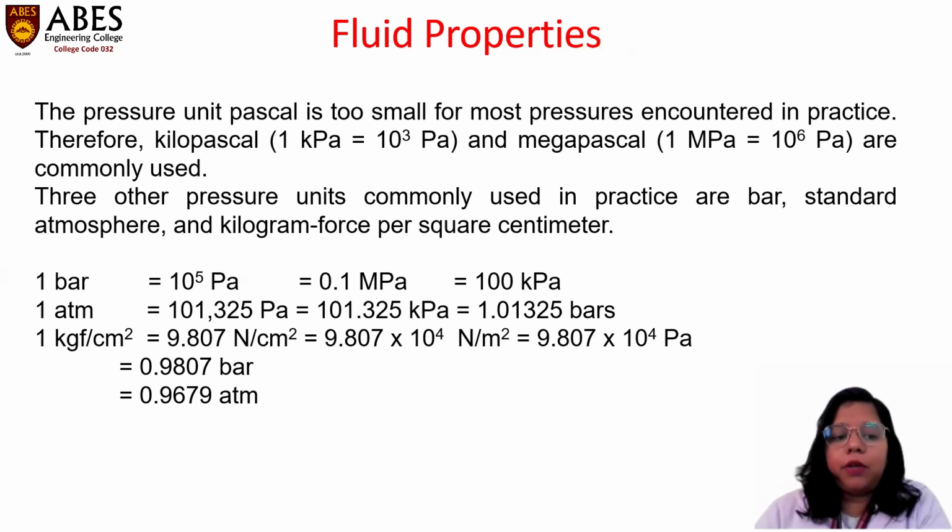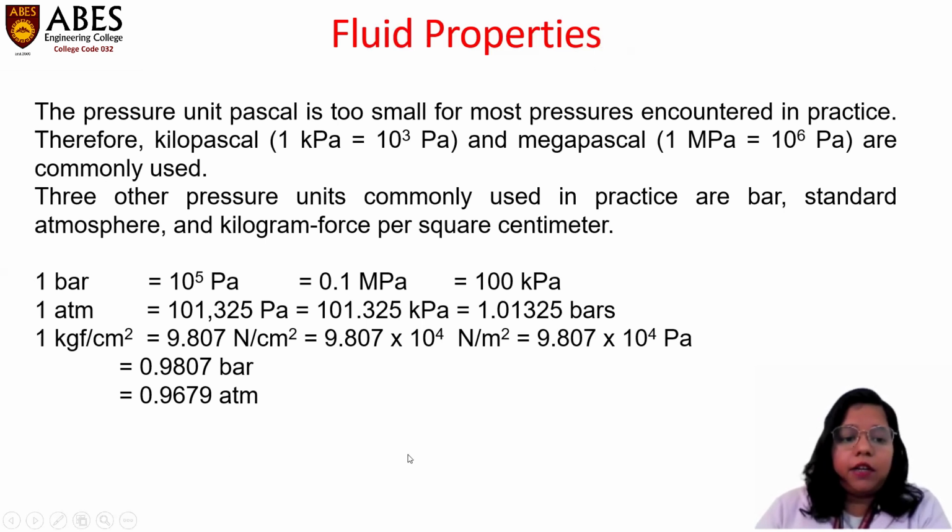That is equivalent to 9.807 Newton per centimeter square. And when we talk about Newton per meter square, the conversion is given as 9.807 into 10 raised to the power 4 Newton per meter square. That is also equal to Pascal, as 1 Newton per meter square is equal to 1 Pascal.